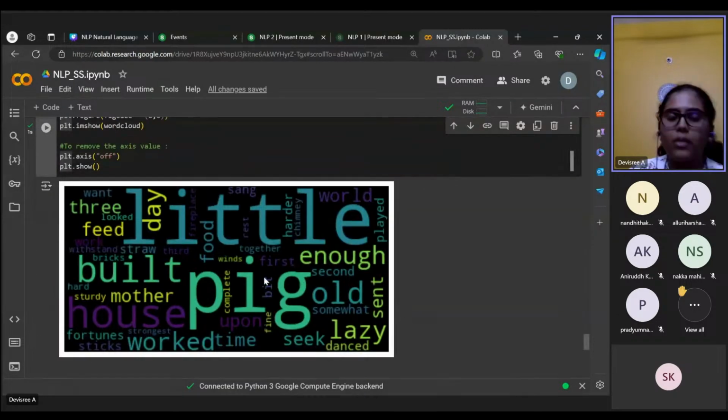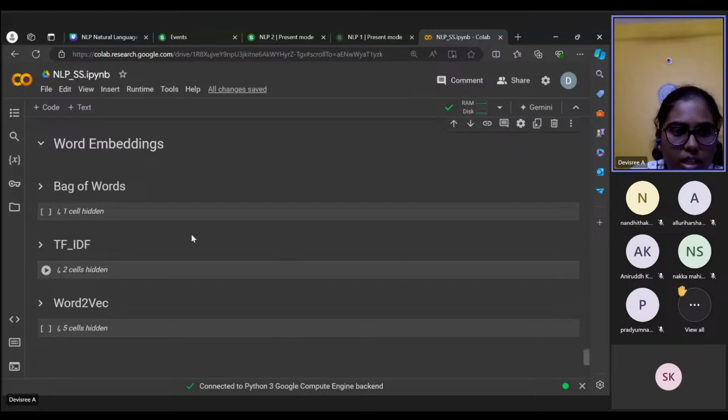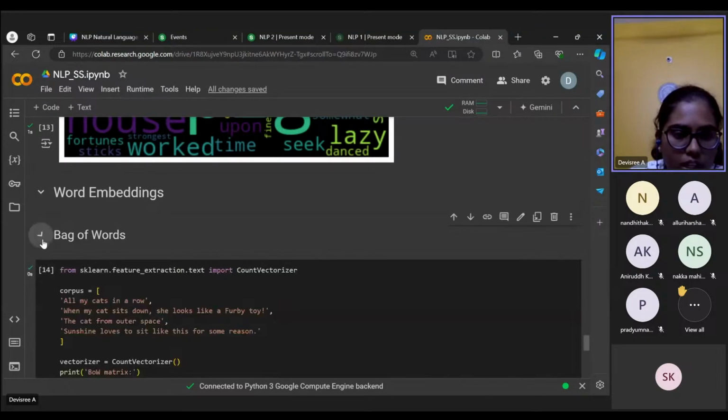So here, the words which have a larger font size have a larger frequency in the given text. Say, pig occurs many times compared to the word, let's say, enough over here. So this is one of the applications of that. Next, let's see word embeddings. Firstly, bag of words.